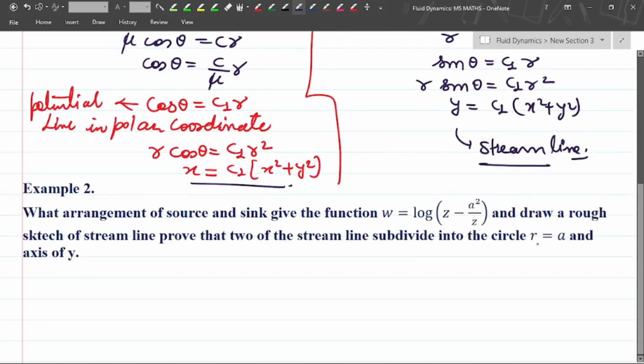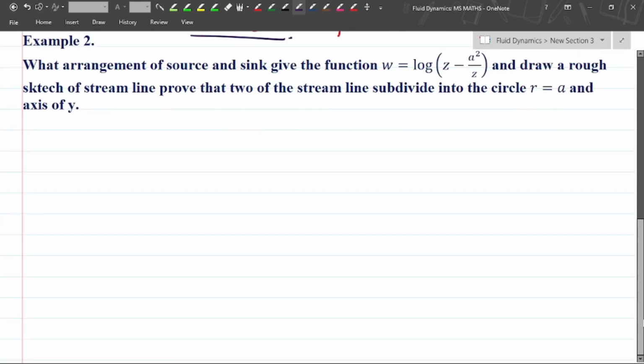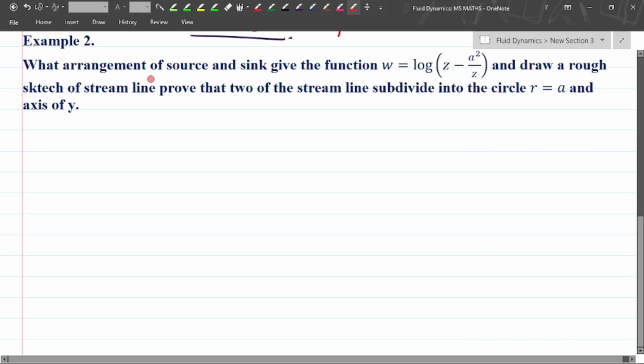Now, the next question is very, very important. What arrangement of source and sink gives the function w is equal to log of z minus a square by z, and draw a rough sketch of the streamlines. Prove that two of the streamlines subdivide into the circle r is equal to a and the axis of y. So we will solve and prove all these things.